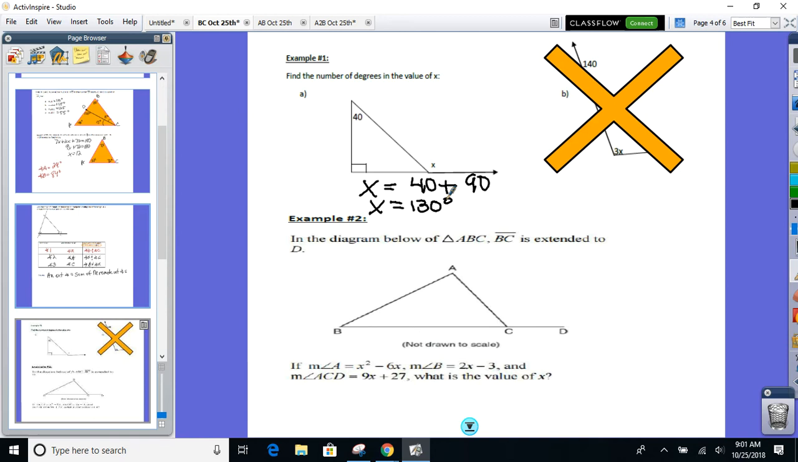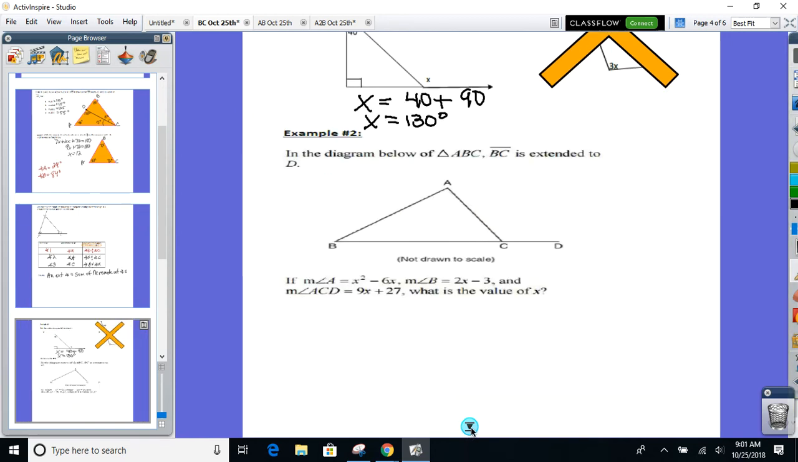Okay, strap on your algebra boots. Here we go. Angle A is x squared minus 6x. Angle B is 2x minus 3. And ACD is 9x plus 27. This is why, yes, we got to know this theorem, because sometimes there'll be variables involved.